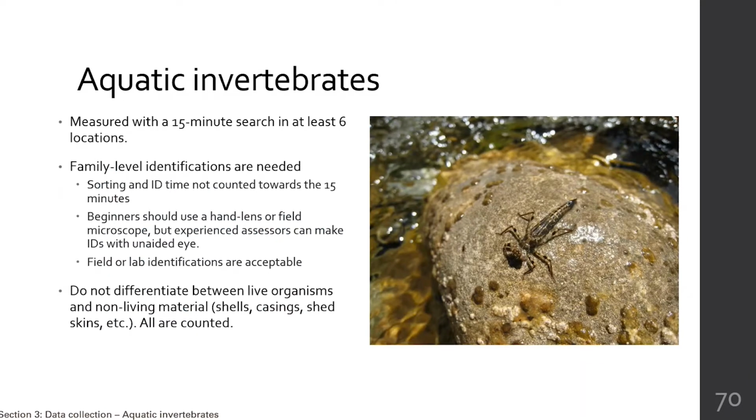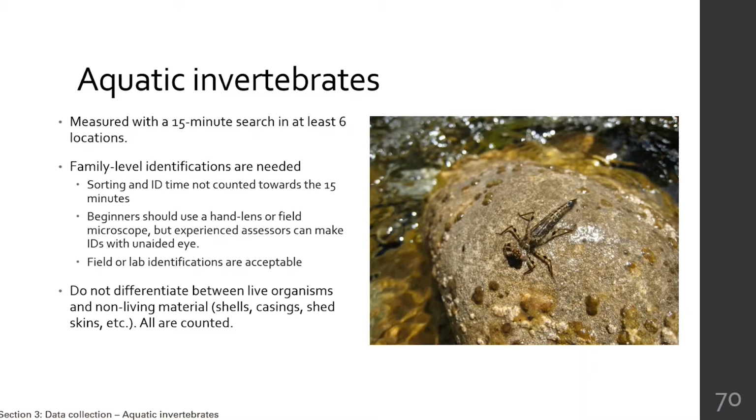The way we collect aquatic invertebrates is identical to what we do in the arid West. We do a 15-minute search that covers at least 6 distinct locations within the reach. After you've collected them, you need to identify them to family, and the time you spend sorting and IDing doesn't count towards those 15 minutes. I want to stress that stream-side field identifications are absolutely appropriate and acceptable, but for some people it might be better or easier or more cost-effective to do lab identifications. So both of these are acceptable for this method.